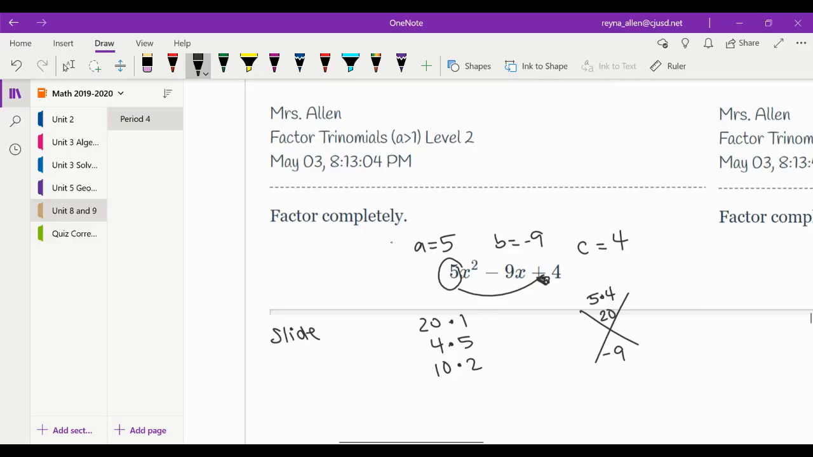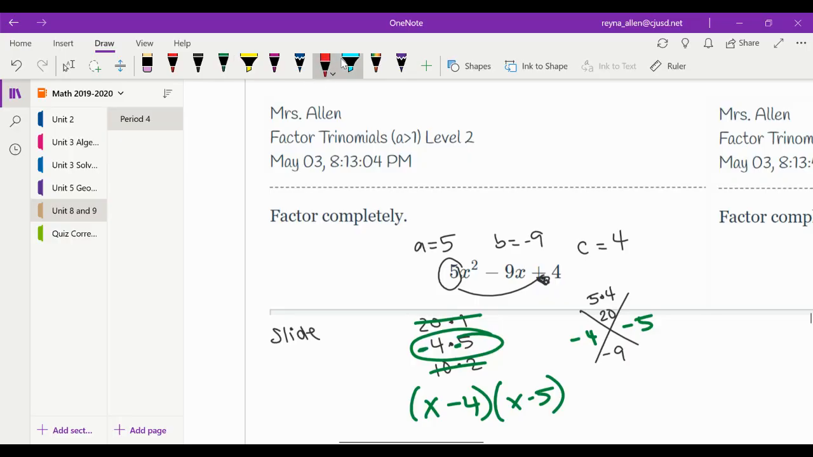Yeah. And then we need one of these. Oh, yeah, -9. We need one of them to add up to -9. So if I add 20 and 1, that gives me 21. That one doesn't work. If I add 10 and 2, that gives me 12. That doesn't work. If I add 4 and 5, that gives me 9, which works. The only thing is we want -9, which means we're going to have to make this a -4 and a -5. So -4 and -5. So these are my factors, x minus 4 and x minus 5.